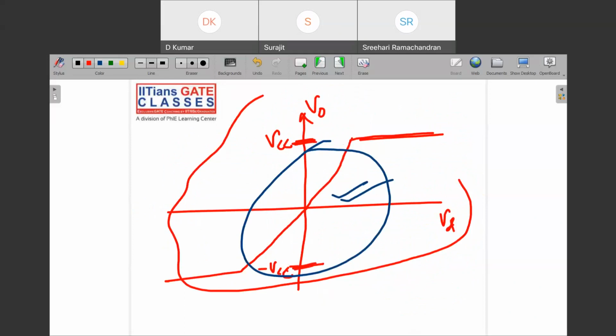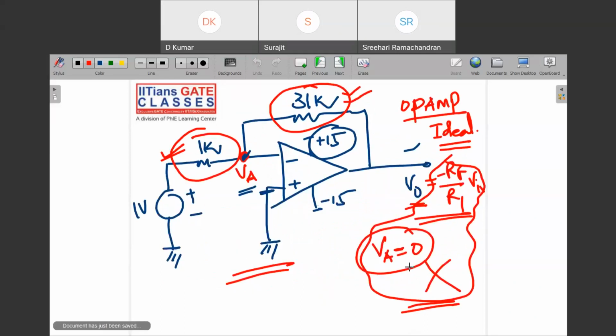If you are going beyond, if you are increasing the input, your output will be saturated. That condition is known as the op-amp going into saturation, and your op-amp will behave like a comparator. Remember, in that case these relations, minus RF upon R1 and all, will not be applicable. You have to keep these things in mind. In the examination you will find such questions, and they will play with you. So if they ask you the value of VA, don't answer VA equal to 0.